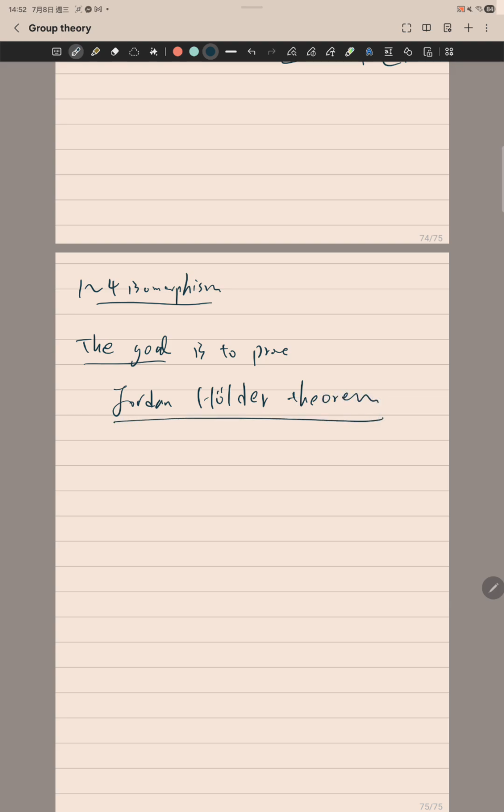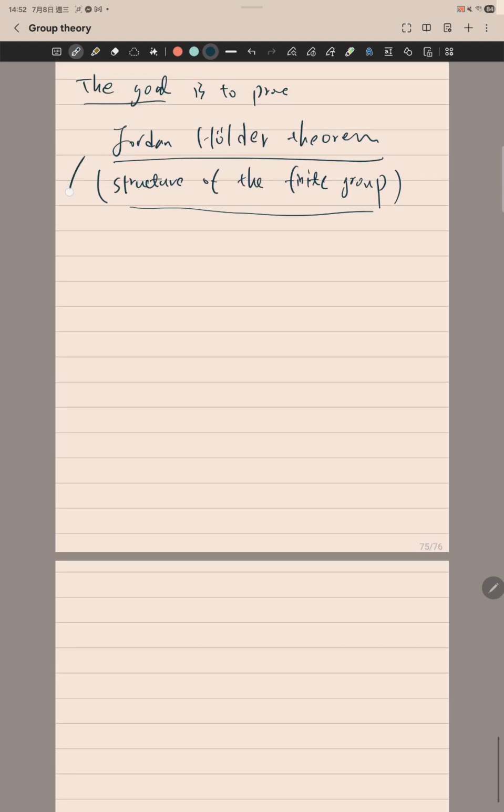So basically, this theorem just tells you what the general structure of the finite group is. There are lots of things, but this is a very large picture, a very general picture of the structure of a finite group. Okay, so Jordan-Holder's theorem basically will give you some sort of classification of finite groups.